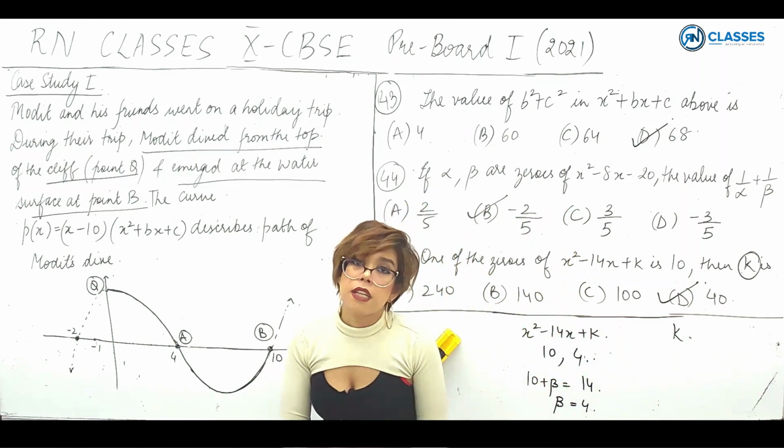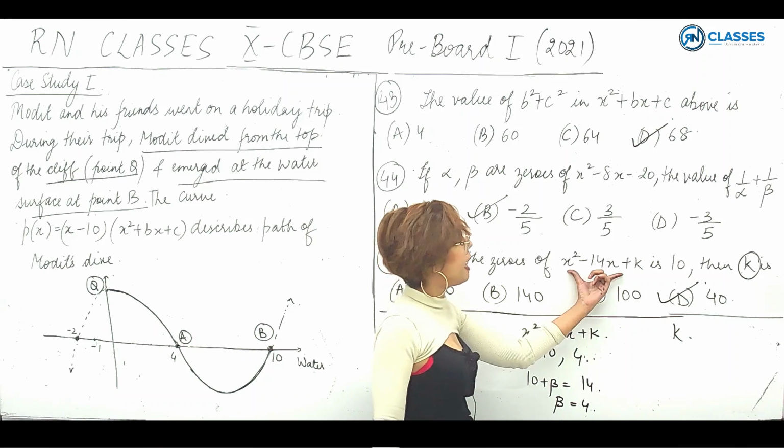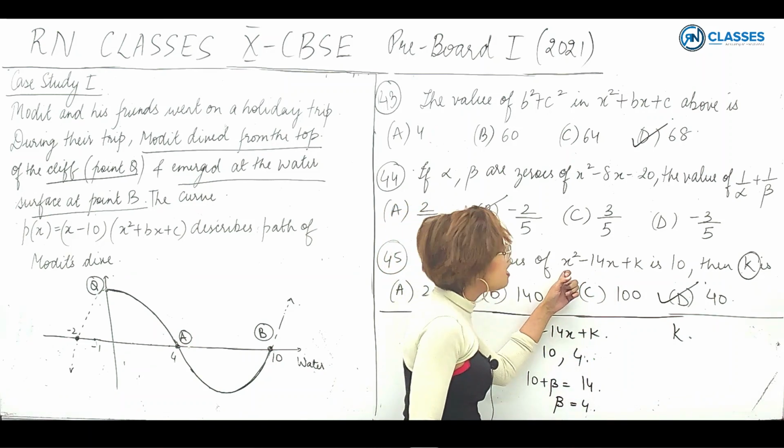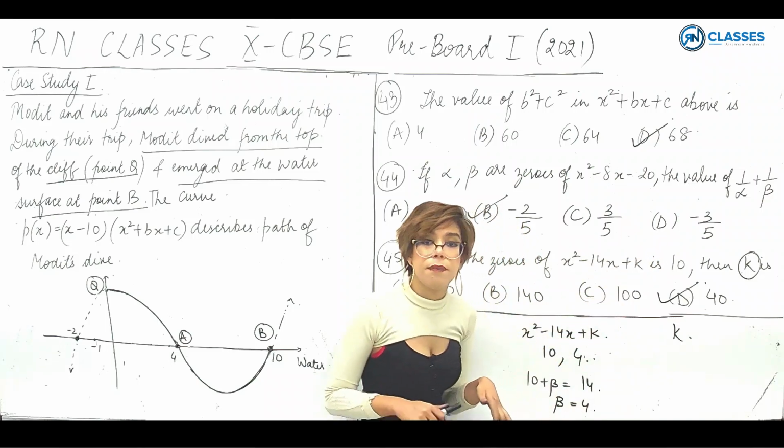Also we can use the other method. Since I know that 10 is the zero of this polynomial, that means when I substitute x by 10, the value of the polynomial will turn out to be 0. From there also you can find the value of k.